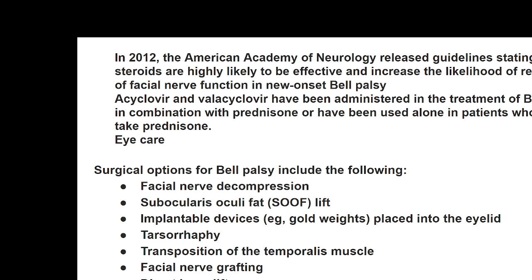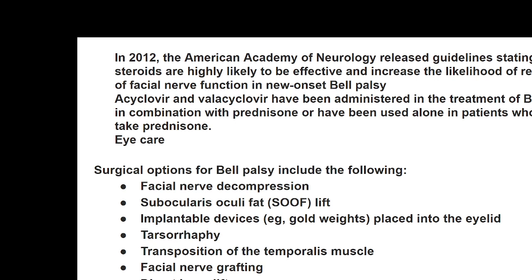Antiviral treatment like acyclovir or valacyclovir is also now prescribed, and combined with prednisolone has been used in patients who cannot take prednisone. So these are the basic treatment protocols which are followed in contemporary science. Again, it is more of a guesswork than really objective evidence-based prescriptions.